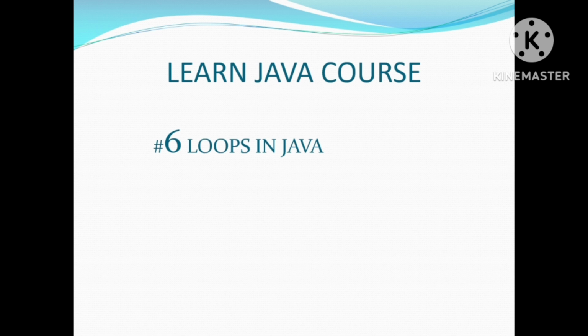Today we are going to speak about loops. Loops are divided into three: the for loop, the do while loop, and the while loop. Now, let us get started.